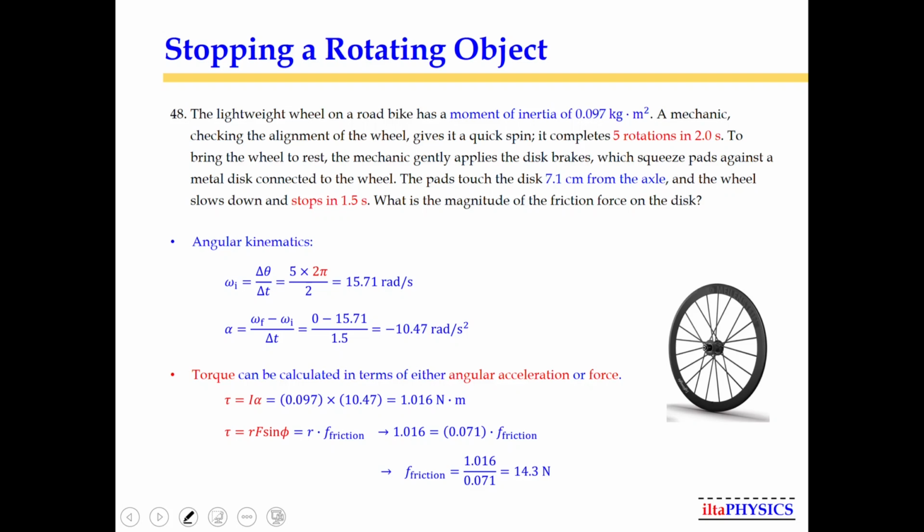The moment of inertia of a bicycle wheel, like the one in the picture on the right, is 0.097 kilograms meter squared. To check the wheel alignment, a technician spun the wheel at a speed of 5 revolutions in 2 seconds. Now, a brake pad is used to stop the rotating wheel. This pad is located 7.1 centimeters from the axis of rotation, and it stopped the wheel in 1.5 seconds. Here is the question. What is the magnitude of the frictional force acting on the rotating disc?